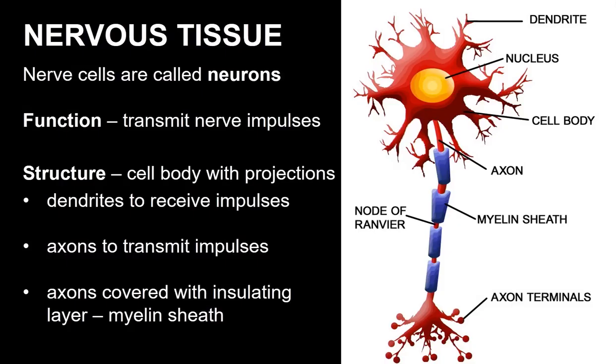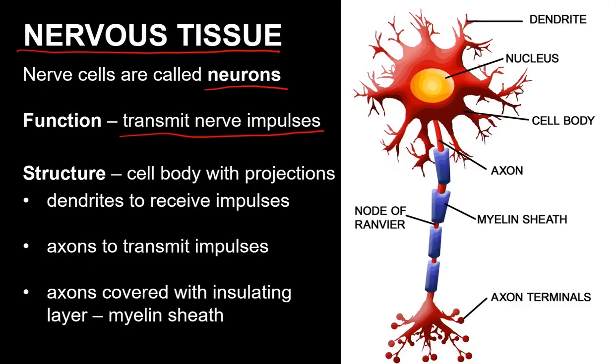The third type of tissue is nervous tissue, and nervous tissue is made up of cells called neurons. And it's your neurons that are enabling you to listen to me, to see me, and to think about what I'm actually saying. Basically, the function of neurons is to transmit nerve impulses, because even thoughts involve transmission of nerve impulses.